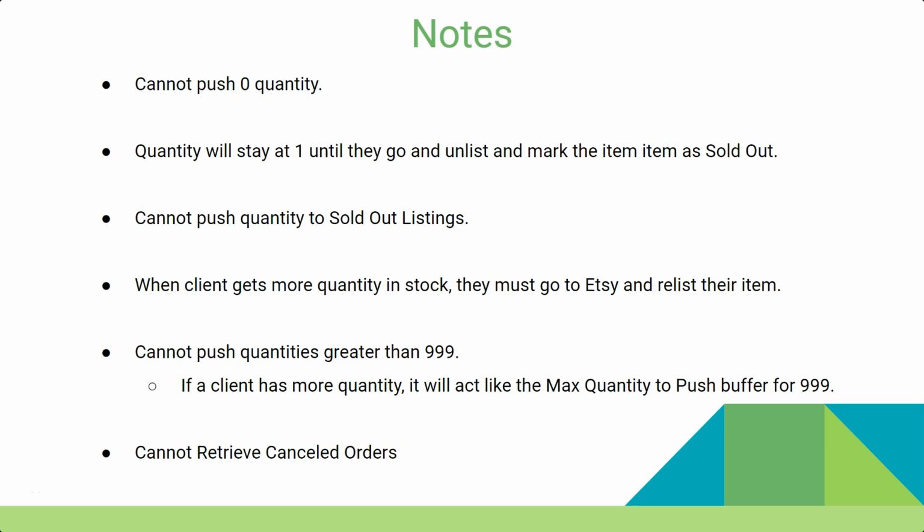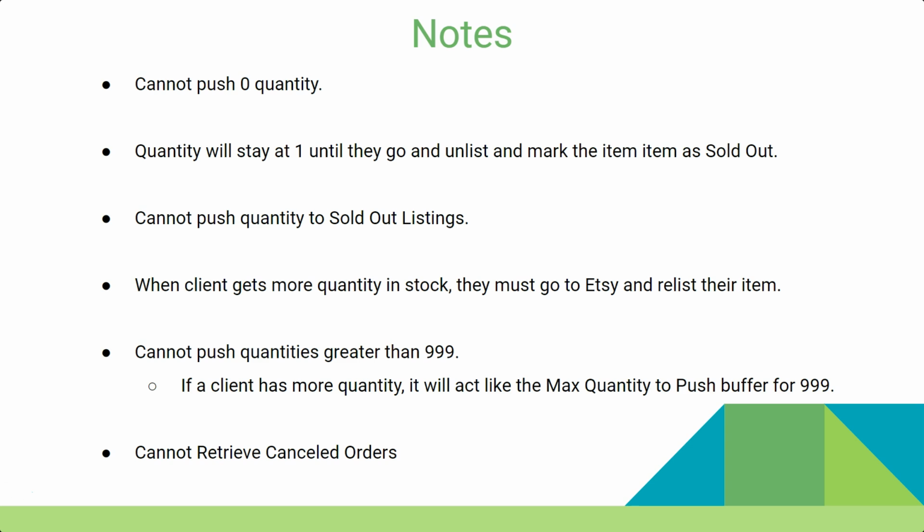We cannot push a zero quantity to a product on Etsy, so the quantity will stay at 1 until the client goes and marks the item as sold out. We also cannot push quantity to sold out listings because of this. So when a client gets more quantity in stock, what they'll do is go on Etsy, relist the item, and then the sync will continue to run.